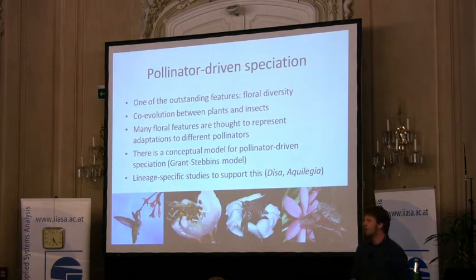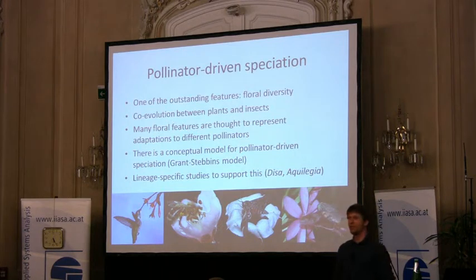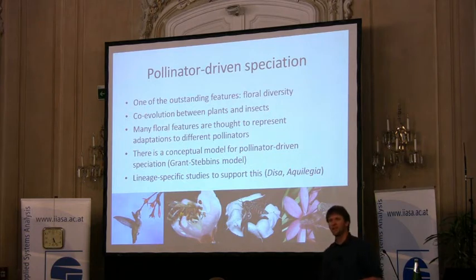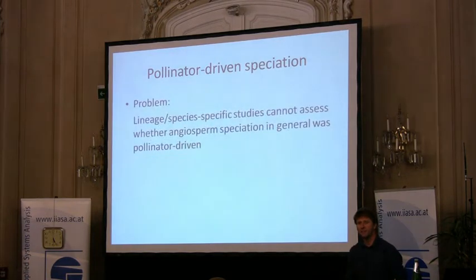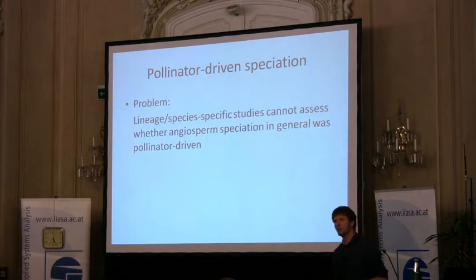One of the most outstanding features about angiosperms is their floral diversity, which has probably co-evolved with insect diversity. And we think that a lot of these floral features represent adaptations to different pollinators. In addition to that, we've got a good conceptual model available of how pollinator-driven speciation could work. And although there's some evidence from lineage or species-specific studies, these individual studies really fail to assess whether pollinator-driven speciation is a general mechanism of speciation in angiosperms or not. So how can we test this?